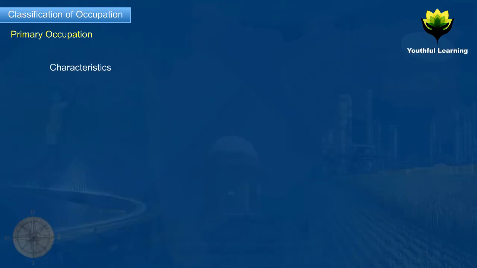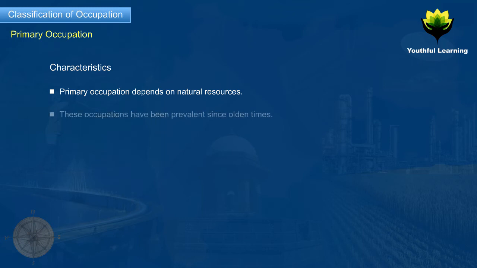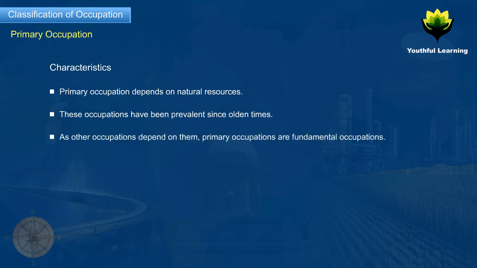Characteristics. Primary occupation depends on natural resources. These occupations have been prevalent since olden times. As other occupations depend on them, primary occupations are fundamental occupations. Since all occupations begin with primary occupation, it is basic in nature.